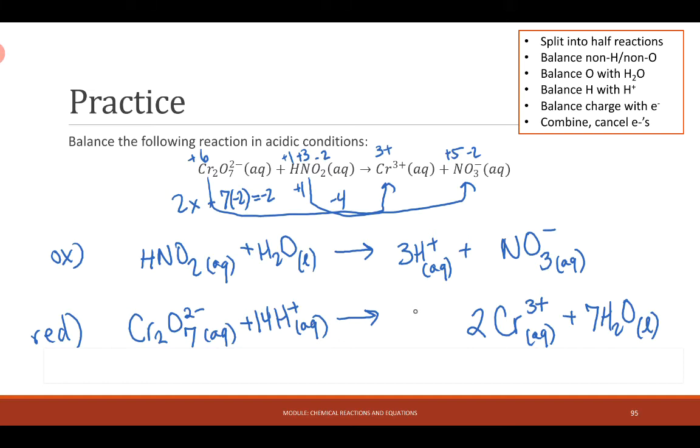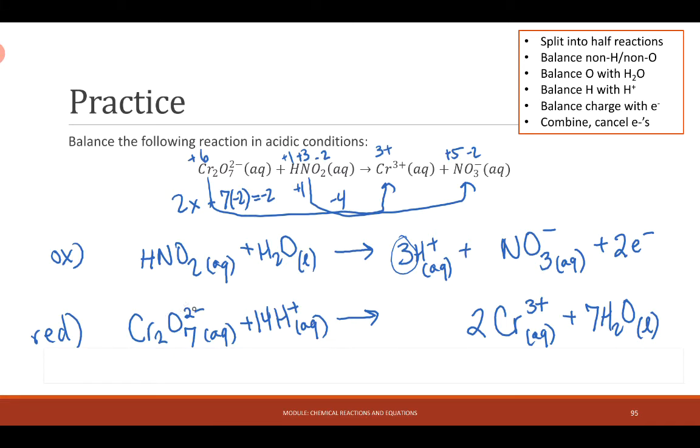Now we balance out the charge. This side is neutral, this side adds up to neutral. No, that doesn't add up to neutral. That's a 3 positive, and that's a -1, and so that adds up to 2 positive. That side still adds up to 0. So I'm going to need to add 2 electrons over here to bring it down and make both sides equal in charge.